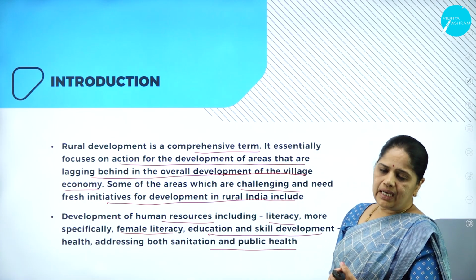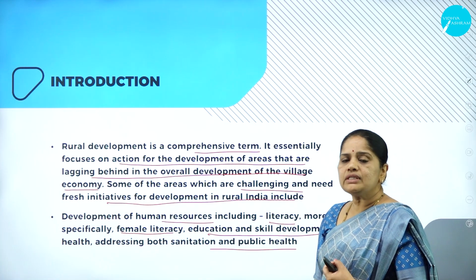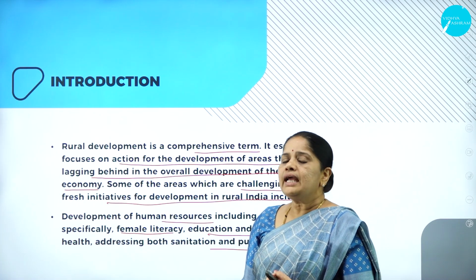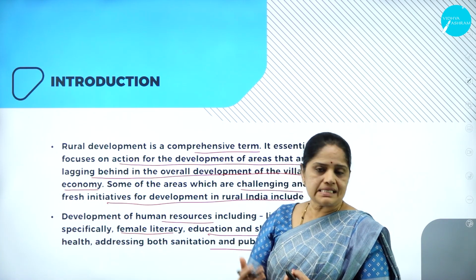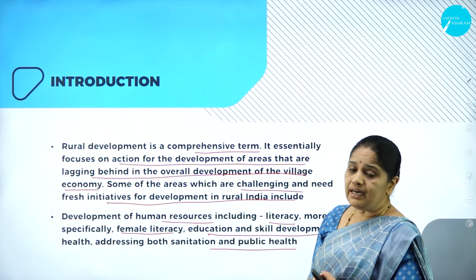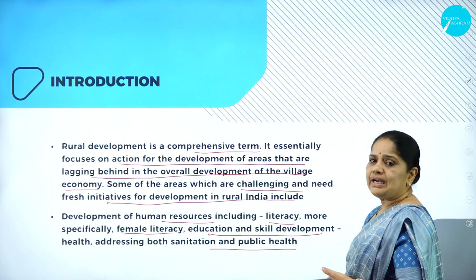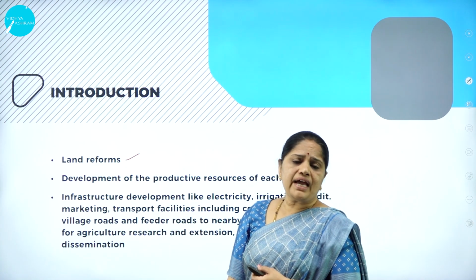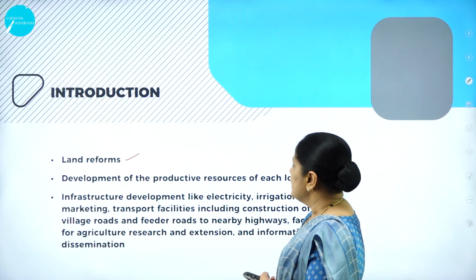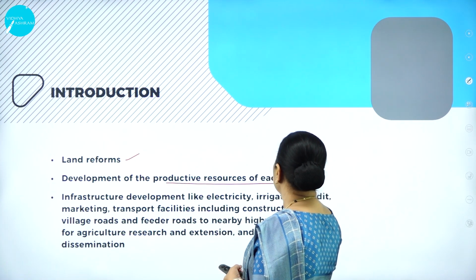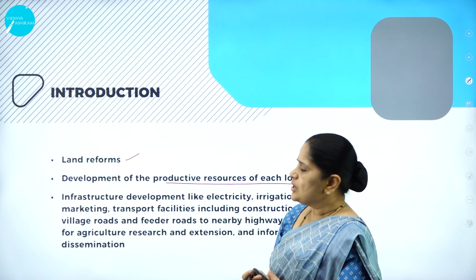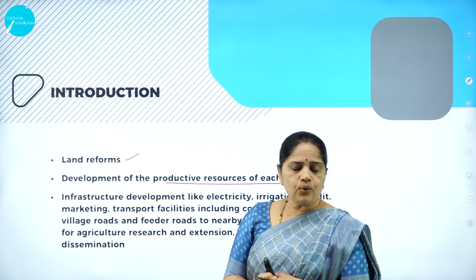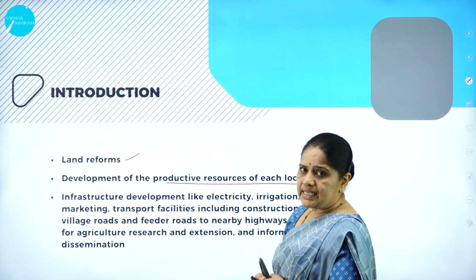So, when we are thinking about rural development, we have to think about the development in terms of the human resource. So, in terms of human resource, it refers to the improvement in the literacy levels of the females, especially in the village areas, education, skill development and health. Then, land reforms. The second area where we have to concentrate is the land reforms. Third one is the development of the productive resources of each locality. So, here what are the various productive resources of each locality and how do we develop them? That becomes the next criteria.